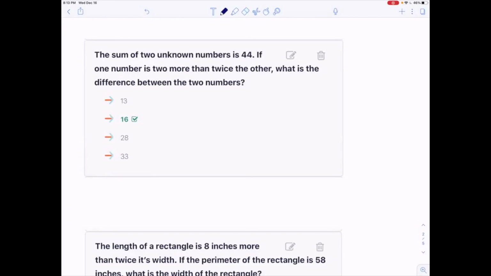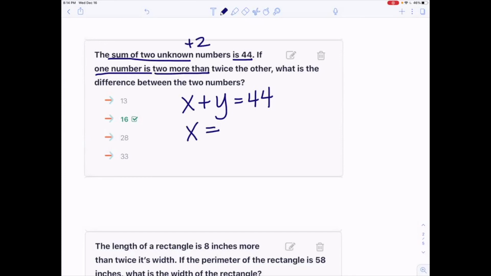All right, so the sum of two unknown numbers is 44. So sum of two unknown numbers means x plus y, right, equals 44. Okay, now it says if one number is, so one number is 2 more than, that means plus 2. I'm going to hold it there for a second. Twice the other, so that's times 2. So 2 times y, and then I'm going to put my plus 2.